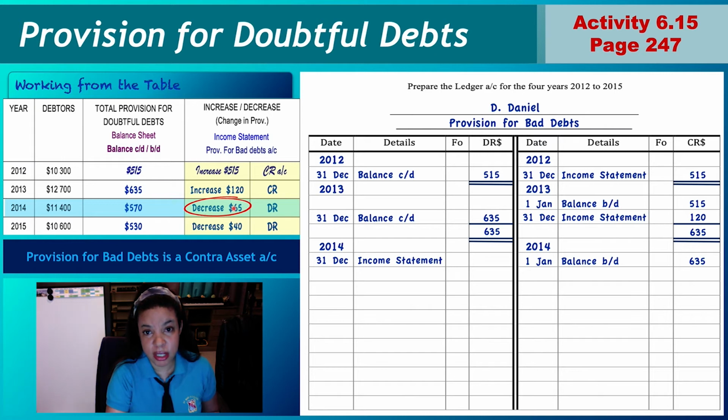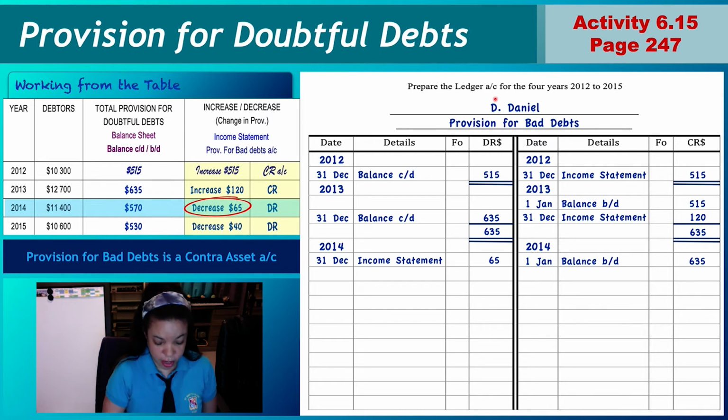$65. So what goes here? $65. So nice, simple. You have just placed the entry on the side that it's stated.